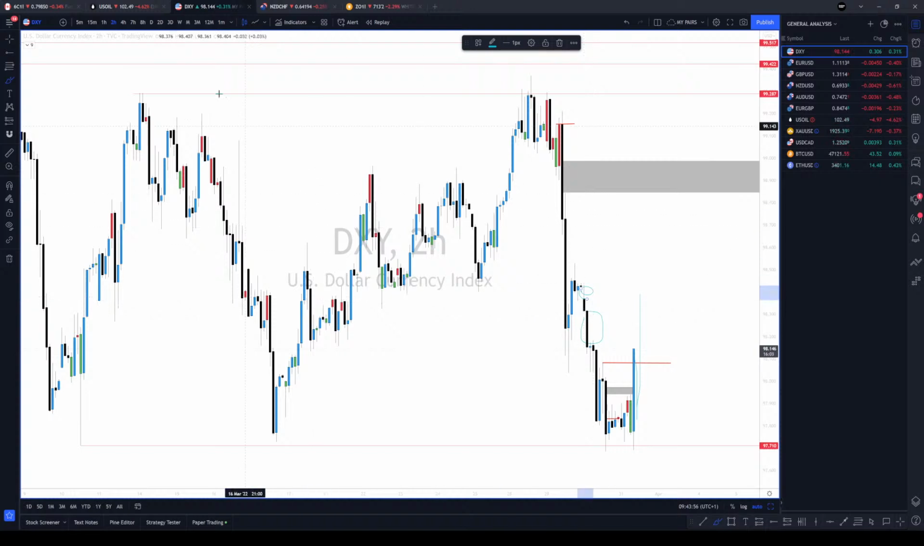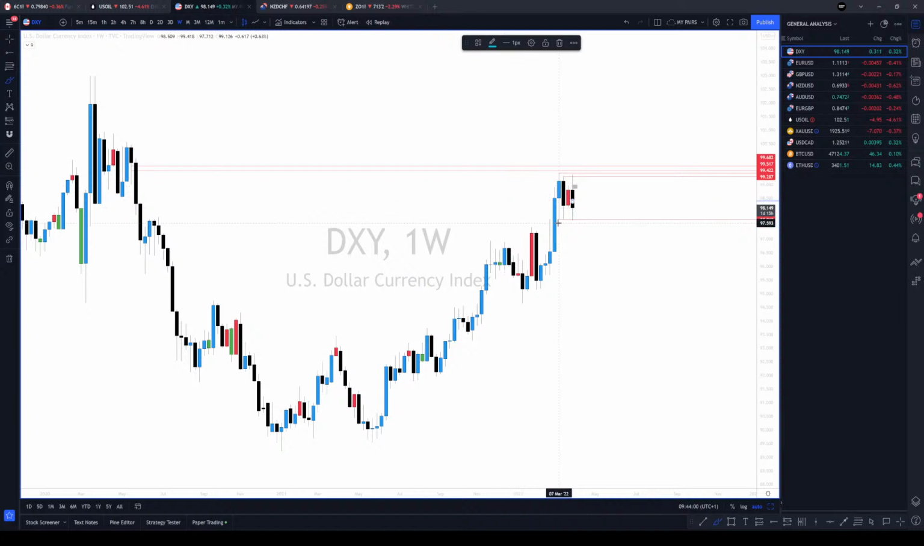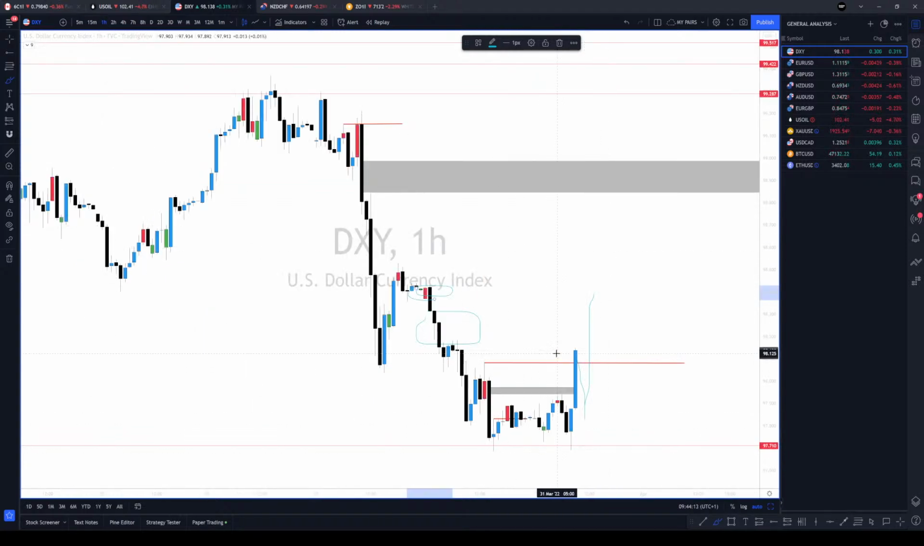Is there mitigation block on the weekly? No, I did not use a mitigation. I just used the previous week lows here. It's just the previous week's lows that I used. So a run on previous week low and then a rejection. That's all. That's the logic behind it.